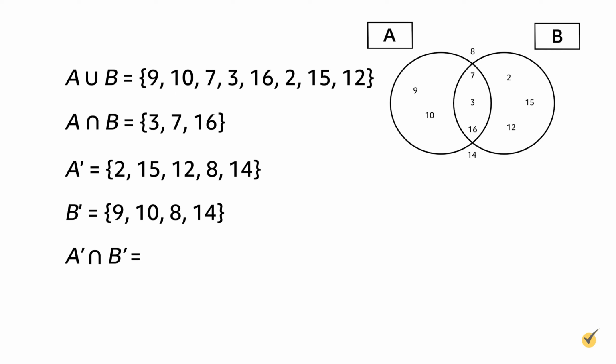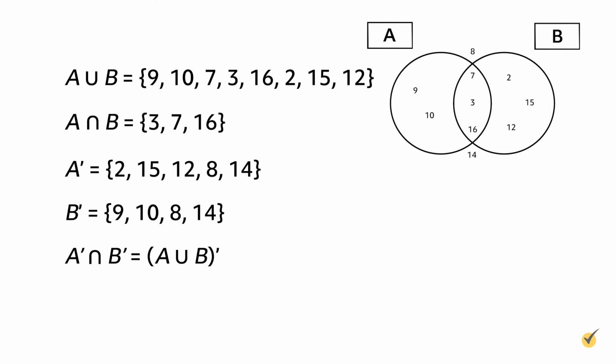Something interesting to note is that if we take the intersection of A complement and B complement, we get A complement intersect B complement equals 8 and 14. These are all the numbers that are in neither A nor B. So A complement intersect B complement is equivalent to the complement of A union B.